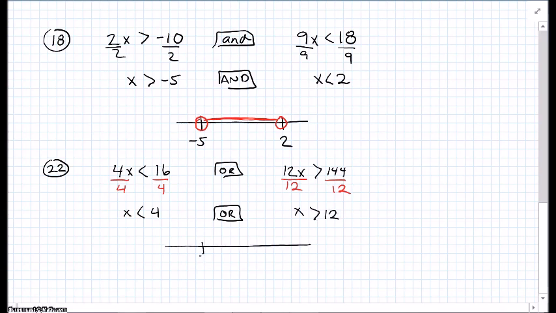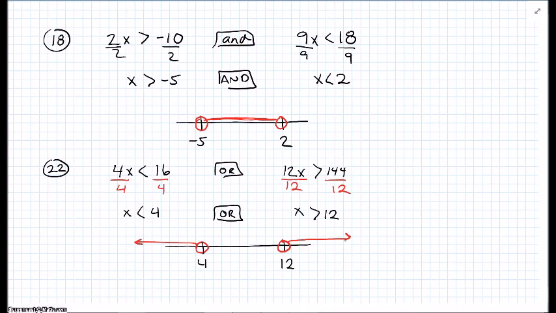So we're going to mark 4 on our number line and 12. And x is less than 4, so less than is going to the left, and it's a hollow circle on 4 because there's no equal sign. And x is greater than 12. So there are your examples from section 1.4.